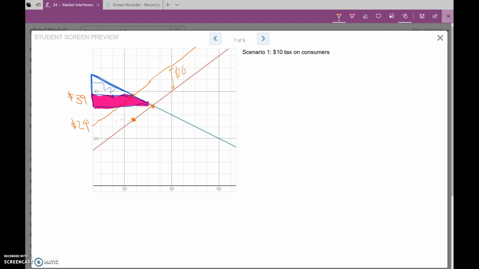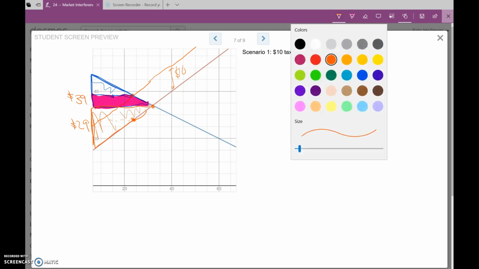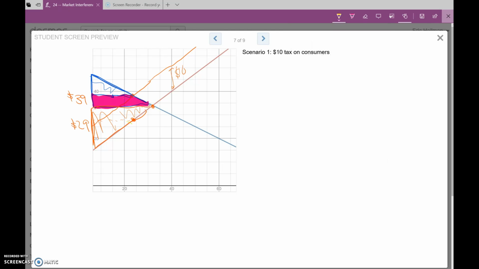Anyway, sidetrack. Okay, so the original producer surplus was the triangle below the price line but above the supply curve, so it was this guy. And then under this tax, producers are only actually getting $29. So that is the new producer surplus. So they have lost this trapezoid's worth of surplus.